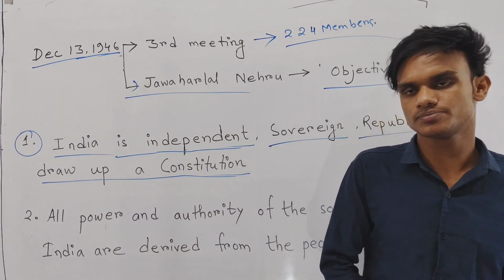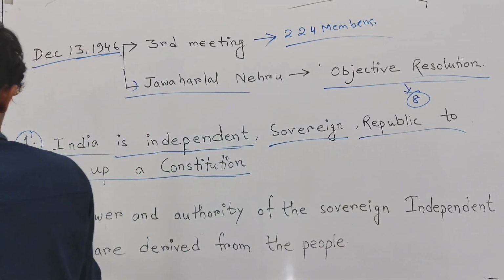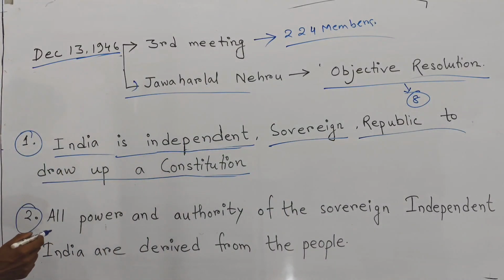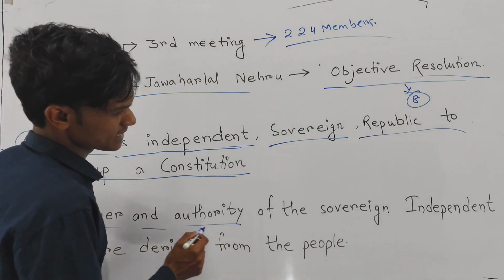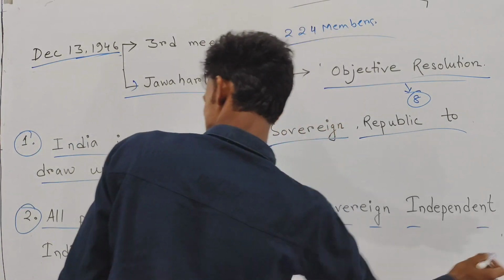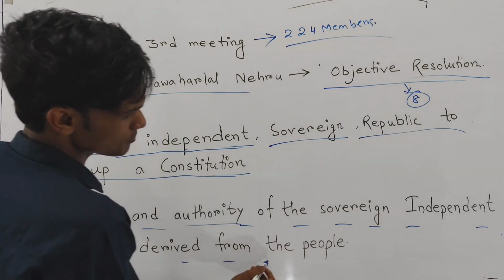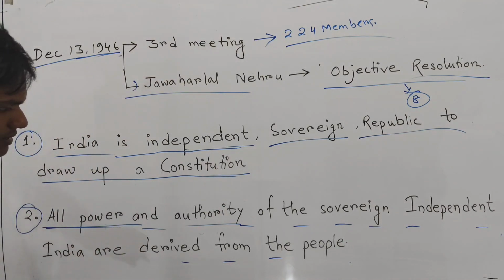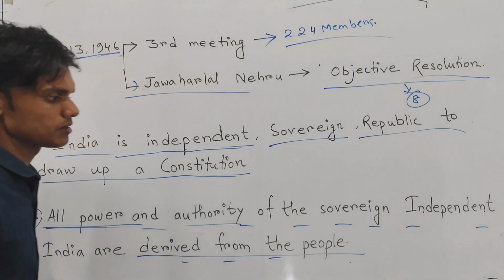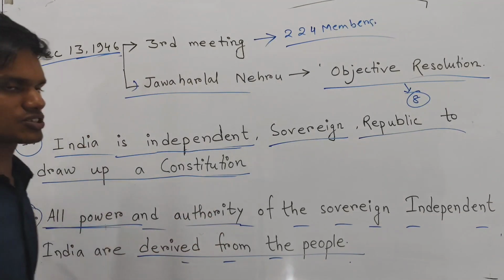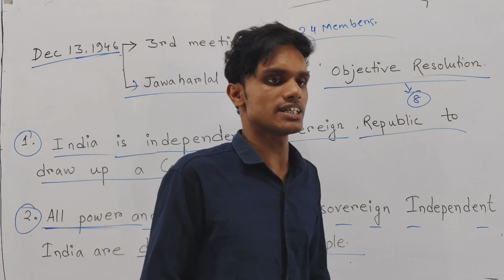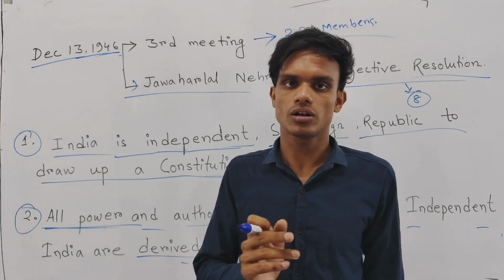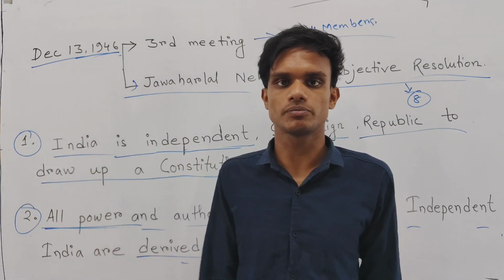The second point of the objective resolution was that all power and authority of sovereign independent India are derived from the people. In a word, all power is derived from the people. By this objective resolution, Jawaharlal Nehru was trying to say that it is rule by the people, for the people.